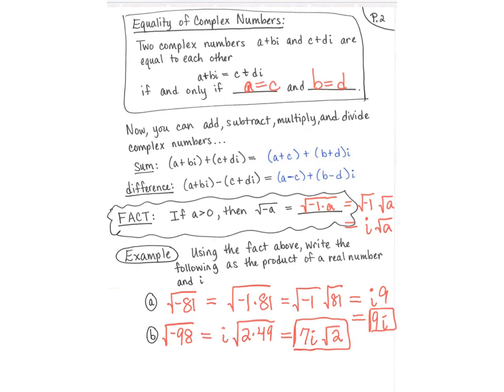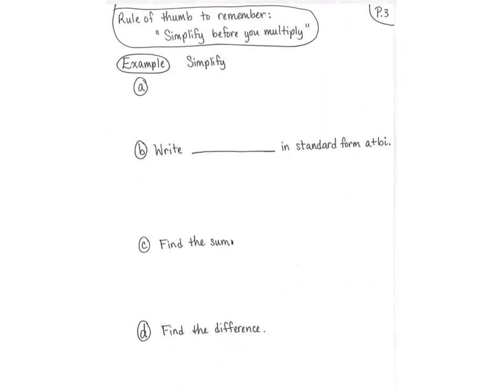That's it. Now, a rule of thumb to remember: simplify before you multiply. Simplify before you multiply. This concept is very important, so remember this. Now, let's simplify the square root of negative 42 divided by the square root of negative 3.